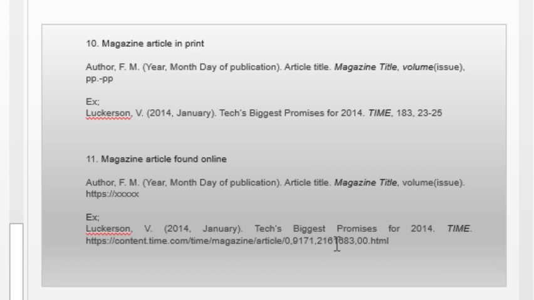And if it's a magazine online, it's almost the same. It's just that you include the URL, the magazine website URL or homepage URL, at the end of the references list.